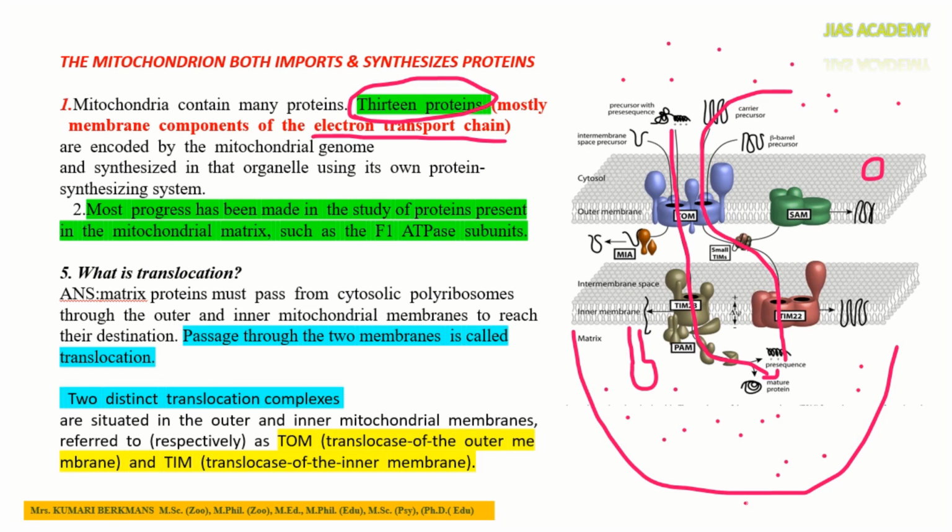So translocation in the sense, the protein from the cytosol which is coming inside through the mitochondrial outer membrane as well as the inner membrane, that is called translocation. TOM means translocase of the outer membrane. TIM in the sense, translocase of the inner membrane.